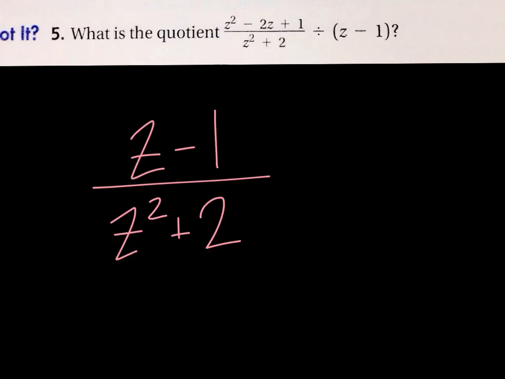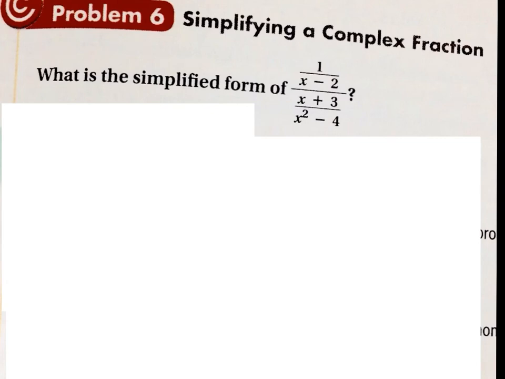There's the right answer, z minus 1 over z squared plus 2. All right, final example, complex fractions. This looks like a big old mess. But what it really means, you know, a fraction is just division. So what this really means is the top divided by the bottom. Don't let the fraction confuse you. So if it does confuse you, if you don't like looking at it, let's do it differently.